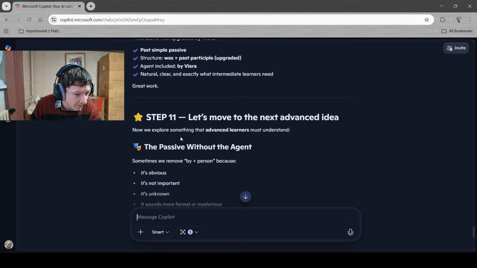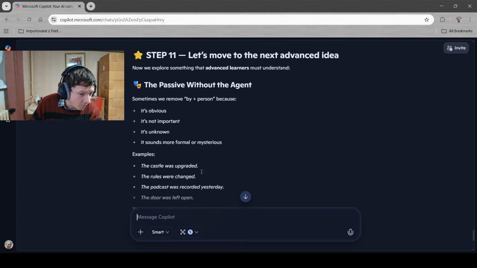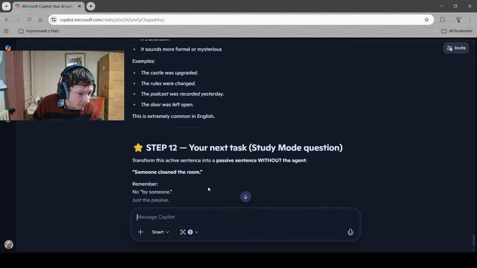Now we explore something that advanced learners must understand. The passive without the agent. Sometimes we remove by plus person because it's obvious, it's not important, it's unknown, or it sounds more formal or mysterious. Examples. The castle was upgraded. The rules were changed. The podcast was recorded yesterday. The door was left open. This is extremely common in English.